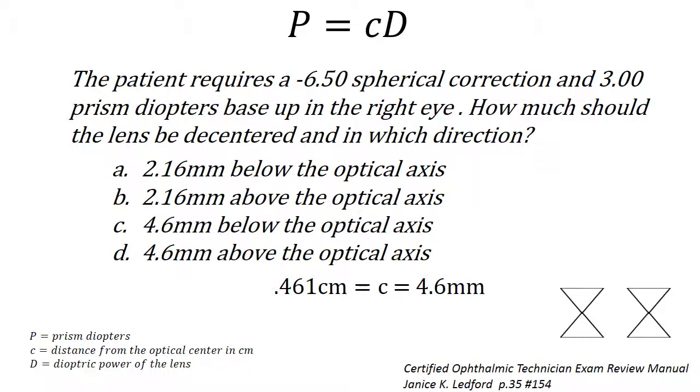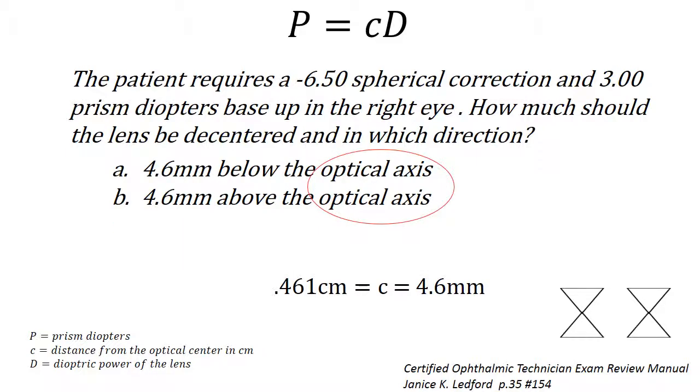Okay, I'm going to bring our selection of answers back up because we can narrow down a little bit at this point. We have figured out that we need a decentration of 4.6 millimeters, so we're not looking at A or B anymore, just C and D. I feel like this is one of those problems where you have to take your time and read it carefully and be certain of what they're asking.